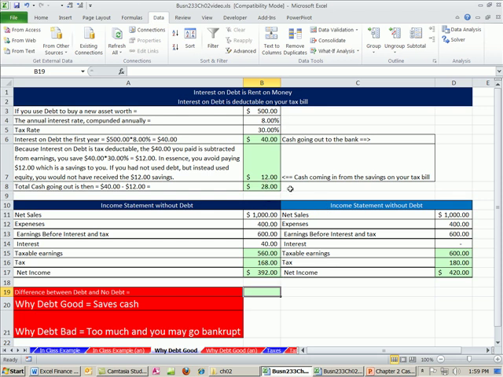But the relevant calculation is understanding that when you can take an interest rate, calculate your interest, put it on the income statement, subtract it, and avoid paying taxes. So that's why debt is considered good. Now let's go on to one other topic concerned with taxes.